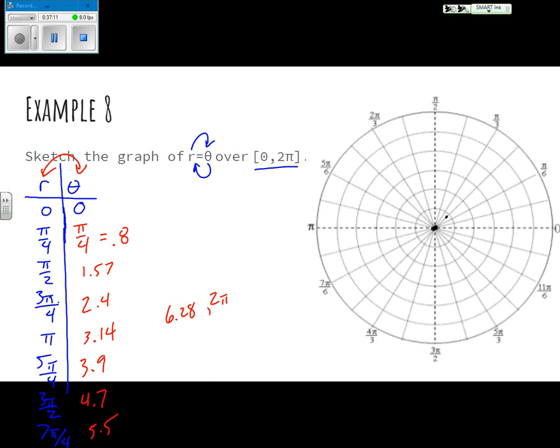Pi over 2, about 1.5, 1.6. 3 pi over 4, 2.4. Let's see, 1, 2, wrong line. 1, 2.4. Pi, 1, 2, 3.14. 3.9, 1, 2, 3, almost out to 4. Kind of see what this is doing. What am I at? Oh, 4.7. How'd I go 3 point? It should be 3.9. I did 3.9? 1, 2, 3. Yeah. And then 4.7. 1, 2, 3, 4.